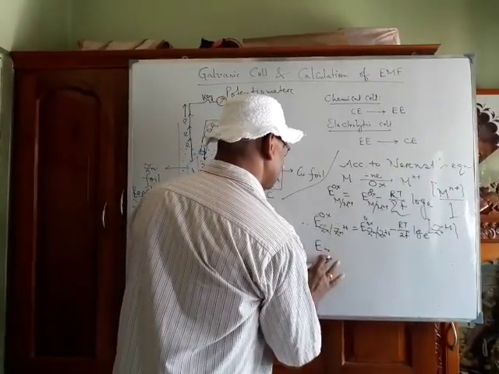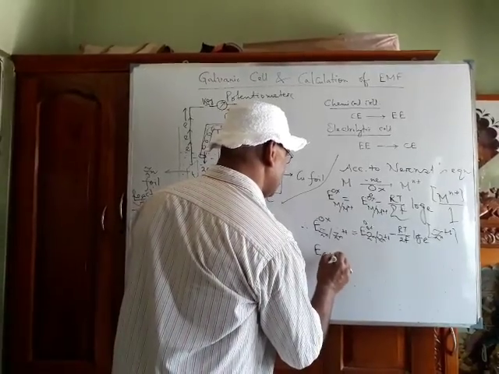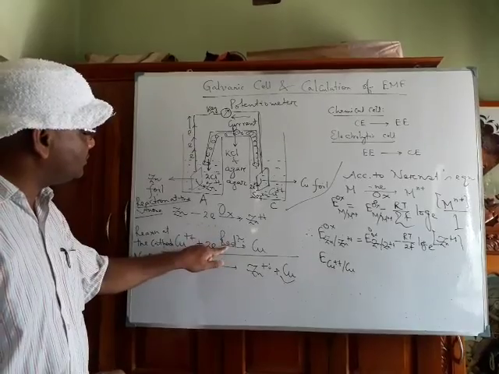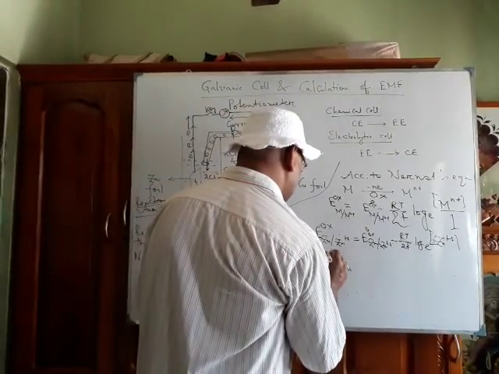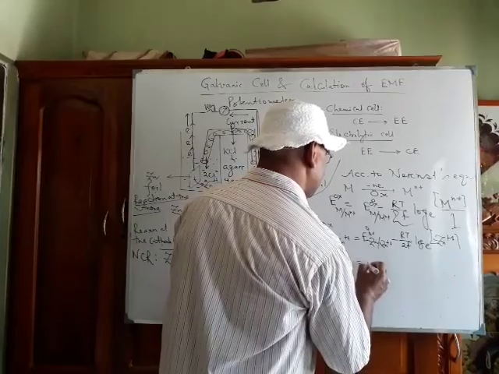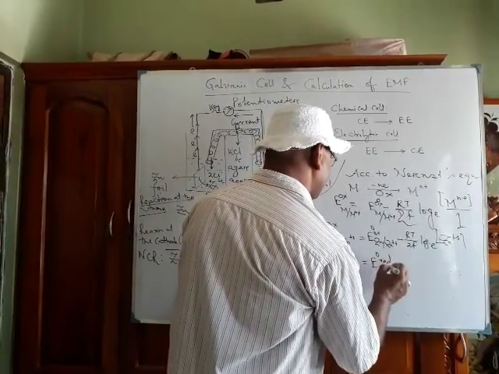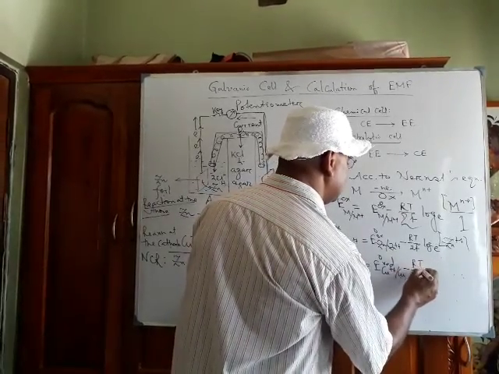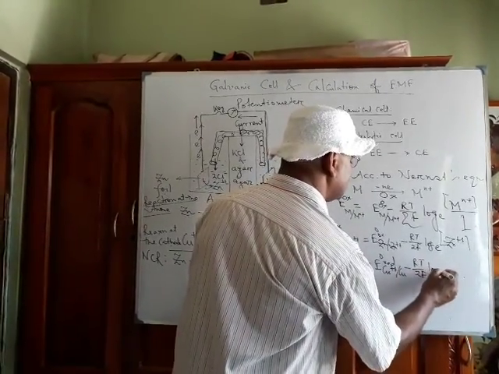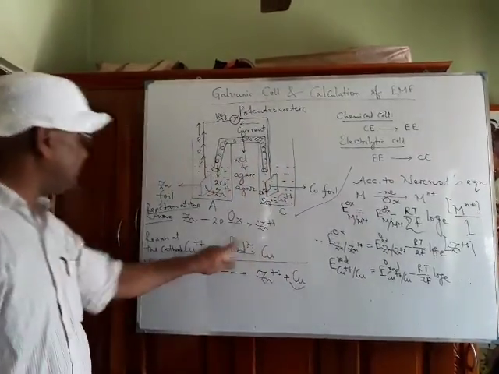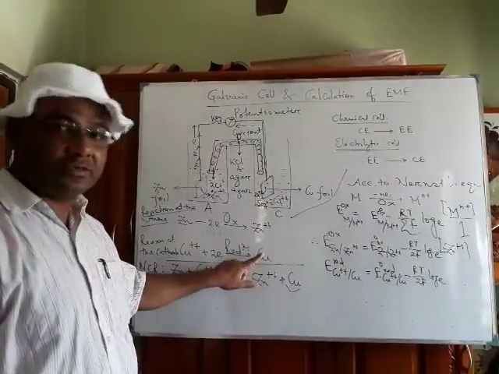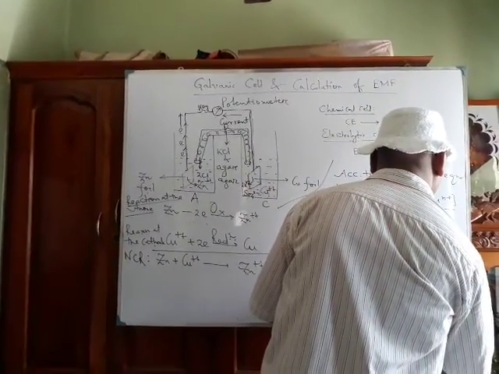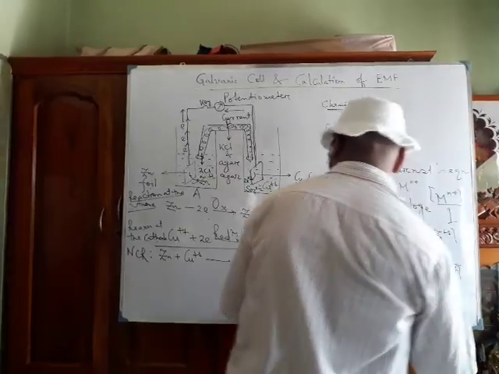Similarly E of Cu++, Cu. Look, the process going on is reduction, so it will be E red of Cu++/Cu will be E0 red of Cu++/Cu minus RT divided by 2F log base e, concentration of product by reactant. Since it is copper solid, that's why it will be 1 divided by Cu++.